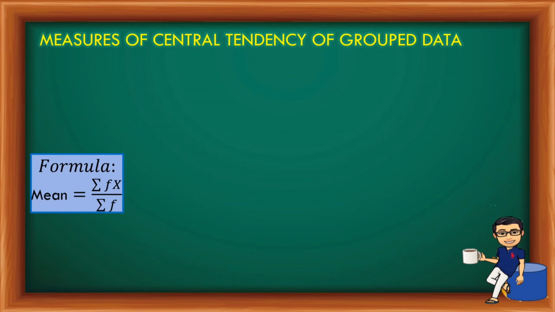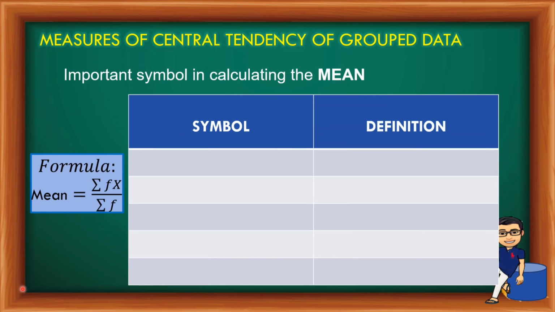So again, ito yung formula ng mean, which is read as mean is equal to summation of fx divided by summation of f. In some formulas, pwede din yung summation of fx divided by n because summation of f is also n. So, alamin natin kung ano-ano yung mga ibig sabihin ng mga symbols na nasa formula ng mean. Let's start with the first one. Itong symbol na capital letter X, ang ibig sabihin noon, the class mark.